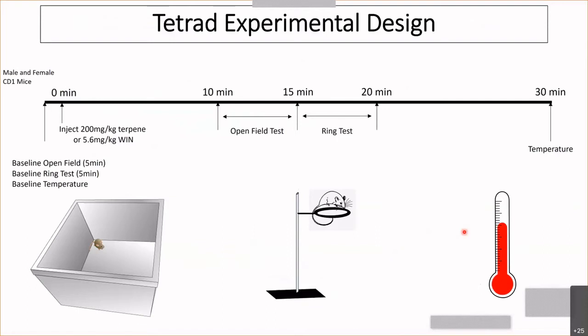I do want to briefly show our experimental design as we examine the rest of the tetrad behaviors. We're able to examine all 4 behaviors in one mouse, giving you a within-subjects design, improving your rigor. So we have the male and female CD1 mice. We take our baseline tests before we start treatment. At 0 minutes, we inject either 200 mg per kg terpene or 5.6 mg per kg WIN55212 control. And then we have our different tests at different time points, open field, ring, and temperature, to get the rest of the tetrad in one go with one animal.